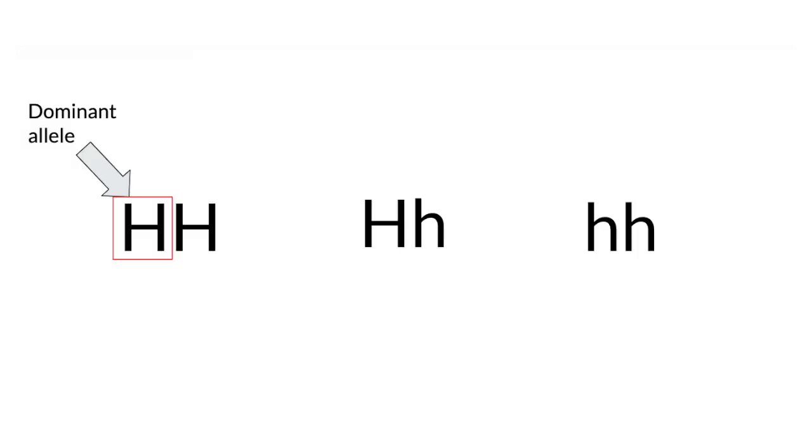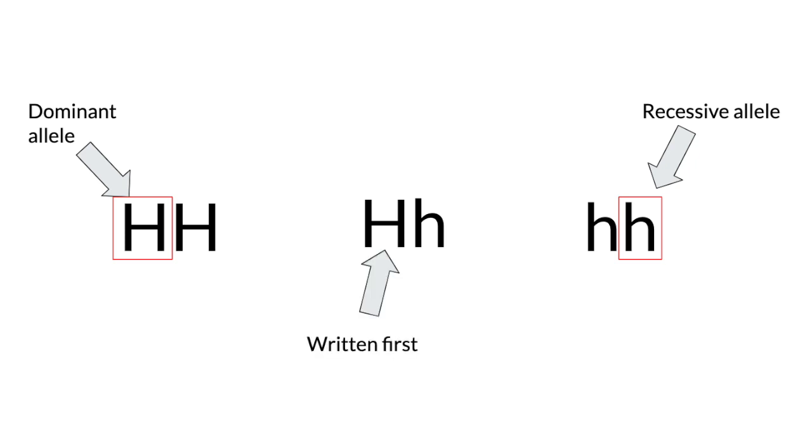Genotypes can be represented by uppercase letters, meaning it is dominant. When an allele is dominant, its trait will always show up no matter what the other allele is. Genotypes can also be represented by lowercase letters, meaning the trait is recessive. Recessive means that the trait the allele is carrying will usually not show up unless there are two recessive alleles. If a dominant allele is present, it is written first in the genotype.